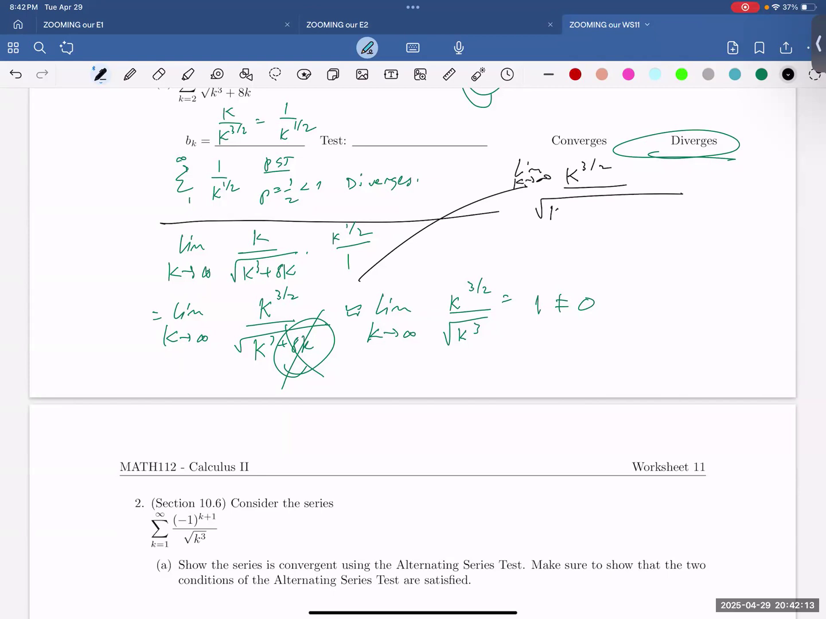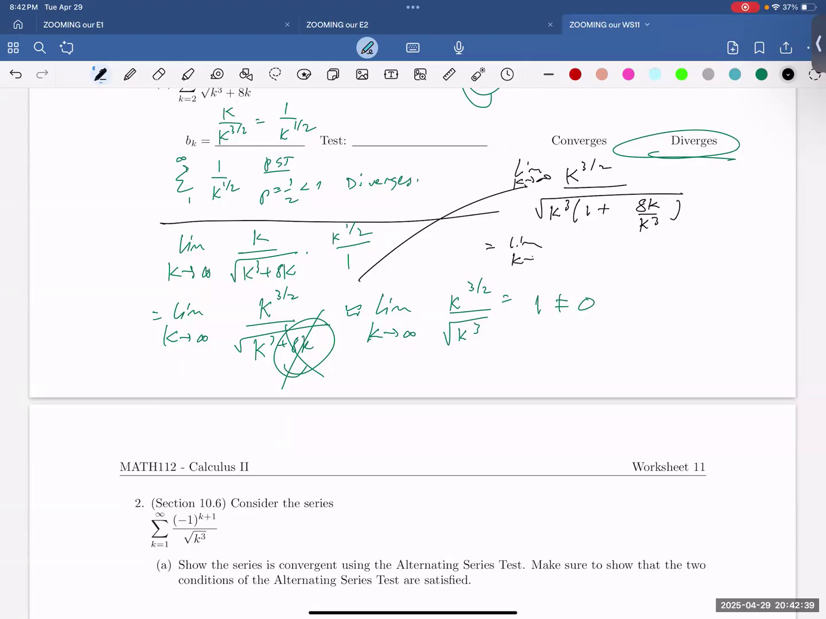In your denominator, factor out a k cubed. In the denominator, you can't distribute the root to the k cubed and the 8k because of the plus. If it were multiplied, then you could distribute the root to each factor. That's why we're going to factor. So k cubed gives us a 1 plus 8k over k cubed.